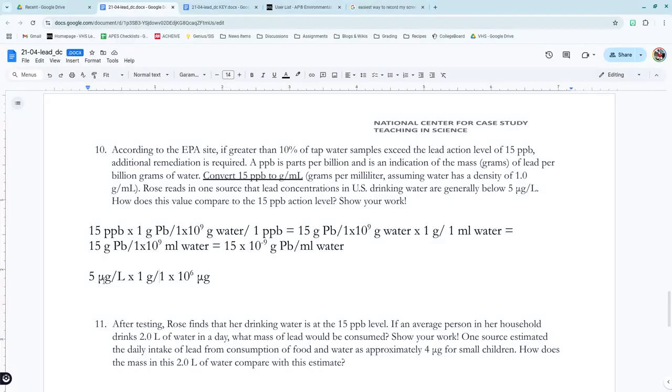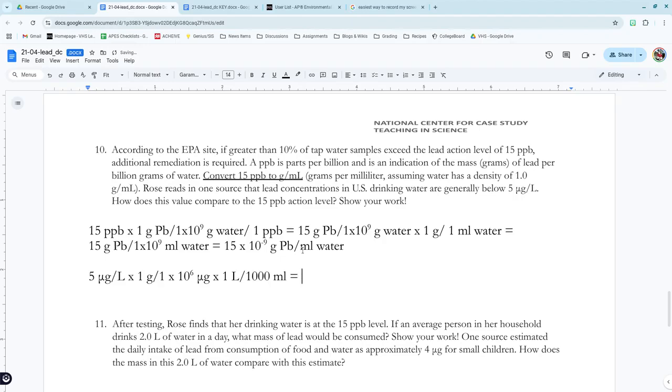So 5 micrograms per liter times 1 gram per million micrograms is going to give us the number of grams per liter. But in order to compare it, we want the number of grams of lead per milliliters of water. So we need to convert liters to milliliters as well. So we want to have milliliters on the bottom. So we want to have liters on the top here. 1 liter per 1,000 milliliters.